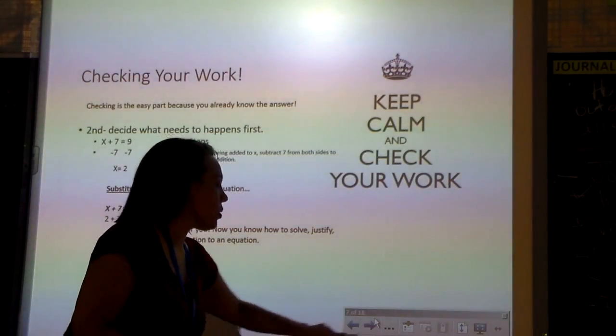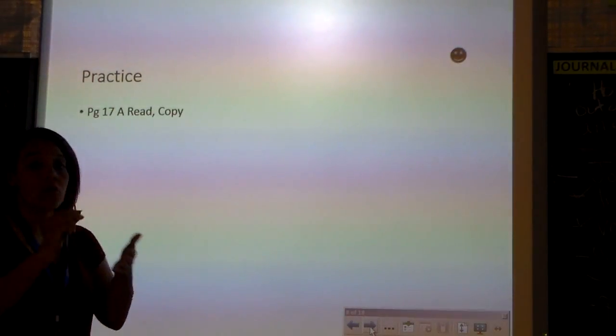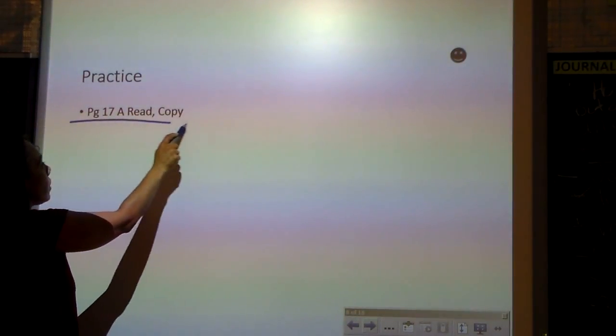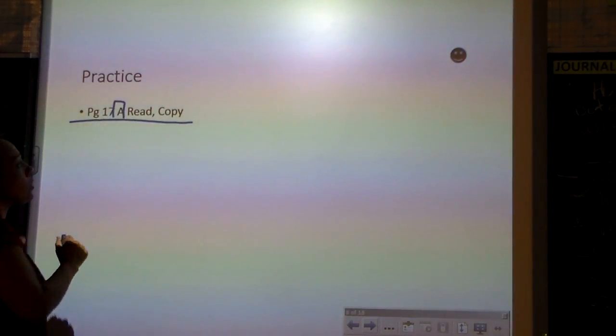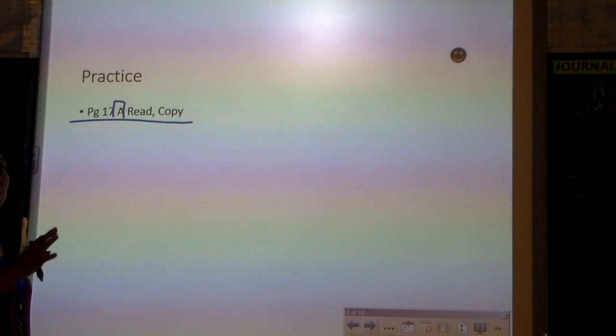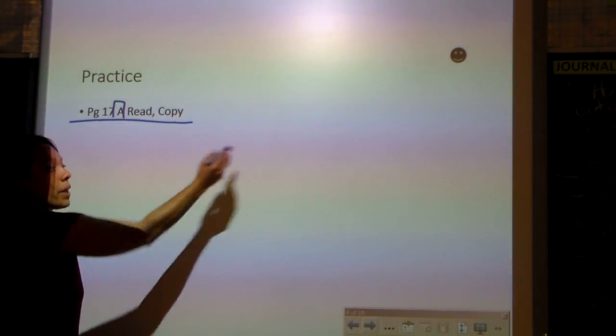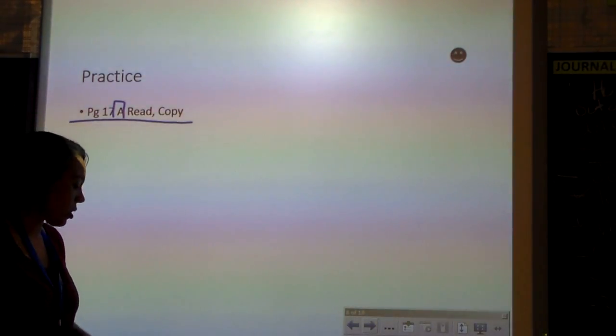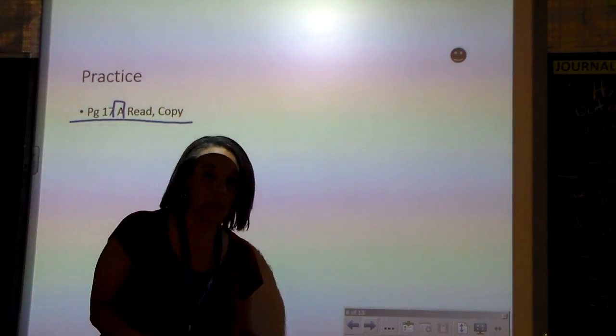Now what I would like for you to do is to get a little bit of practice writing them out on your own. So in the textbook, the red textbook, you're going to go to page 17. And in part A, not only are you going to read it, you're going to use that space, literally just copying the work and the justifying. That's presentation station number 1 for solving simple equations.